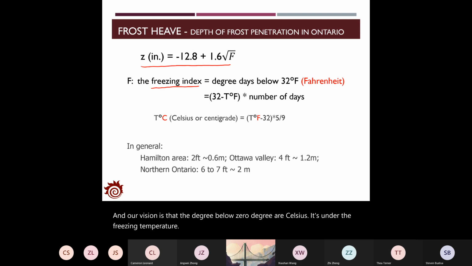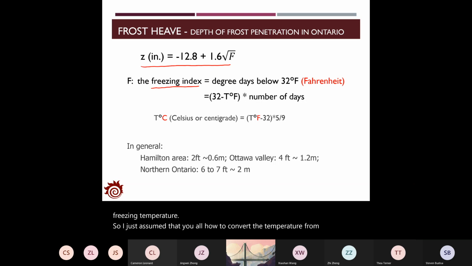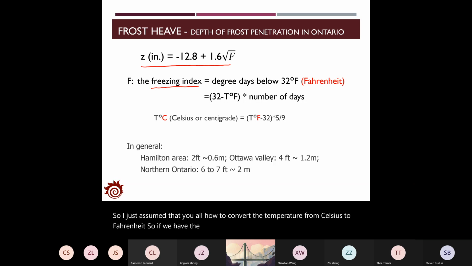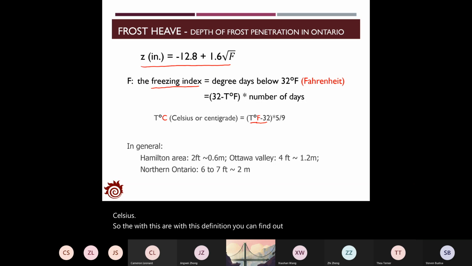So I just assume that you all know how to convert the temperature from Celsius to Fahrenheit. If we have a degree in Fahrenheit, then minus 32 times 5 divided by 9 will give you the degree in Celsius. You can also do it the other way to find the degree in Fahrenheit from Celsius. So with this definition, you can find the value of F, the freezing index.